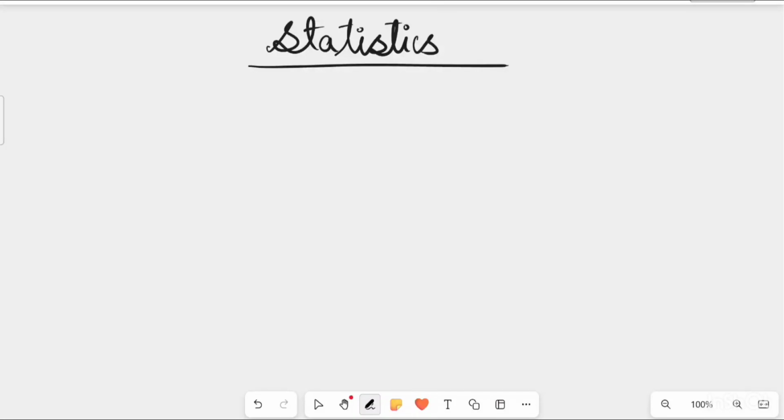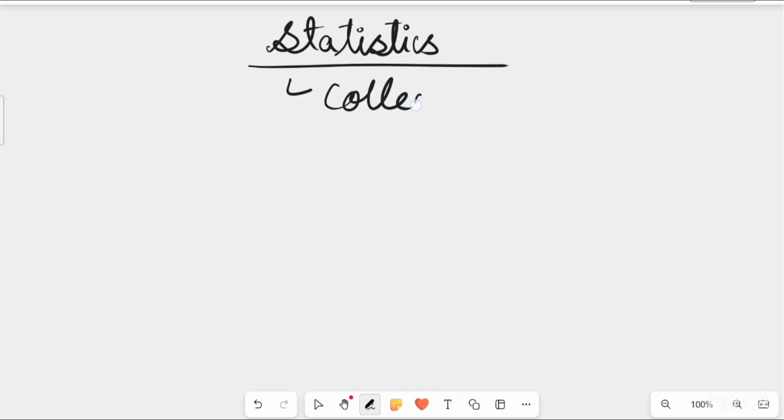Today we will learn the basic concepts of statistics for KVS TGT mathematics exam. These are very easy and important. So let's start. So first is, what is statistics? Statistics means collecting data and understanding it.